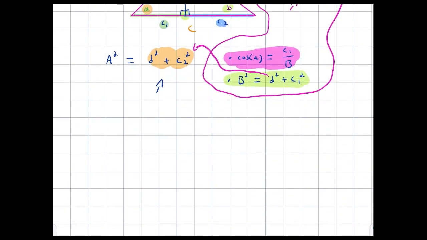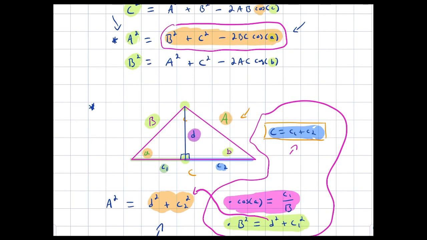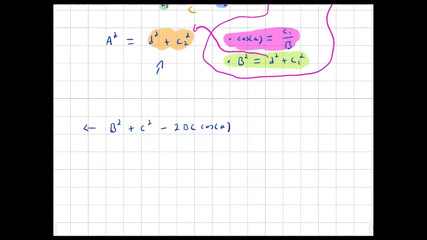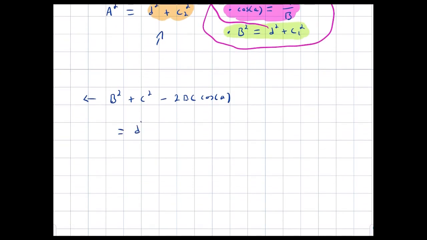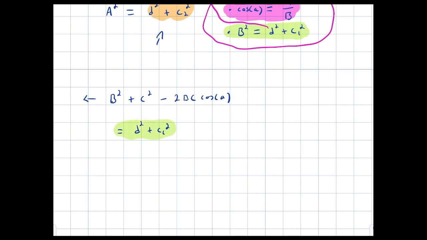So all right, I'm sort of starting from the other side, so I'm going to put this little arrow here to remind myself of that. What is B squared plus C squared minus 2BC times cosine of A? Well, making these substitutions, this is D squared plus C1 squared, and that's using the green thing that I have here. This is why color coding is so nice. It lets me keep track of this.